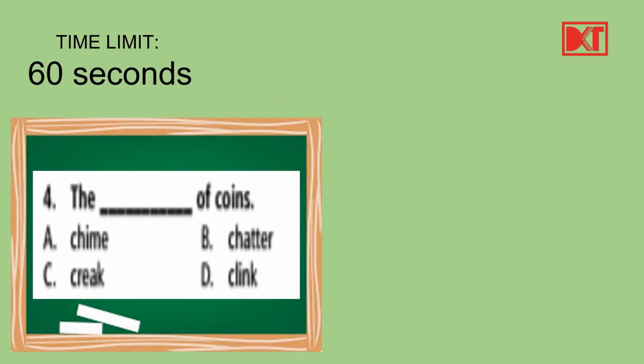Here, the dash of coins: the chime of coins, the chatter of coins, the creak of coins, or the clink of coins. Now, suppose you have some coins in your pocket and that sound comes, or when certain coins fall from your hand onto the floor, the sound that they make is called clink, the clinking of coins. All right.